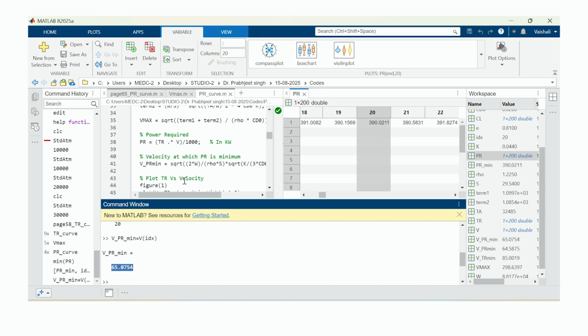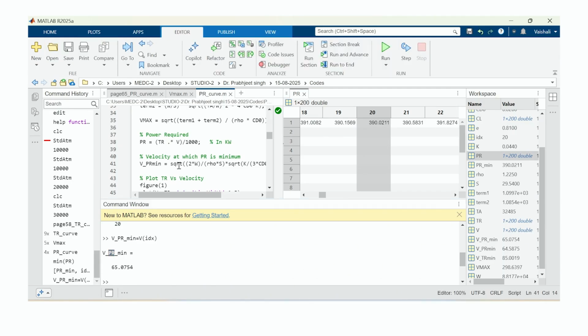All right. Now whatever I mentioned here will immediately be saved in the workspace also. All right. So now we know how to find the power required minimum and what is the velocity at which power required is minimum.